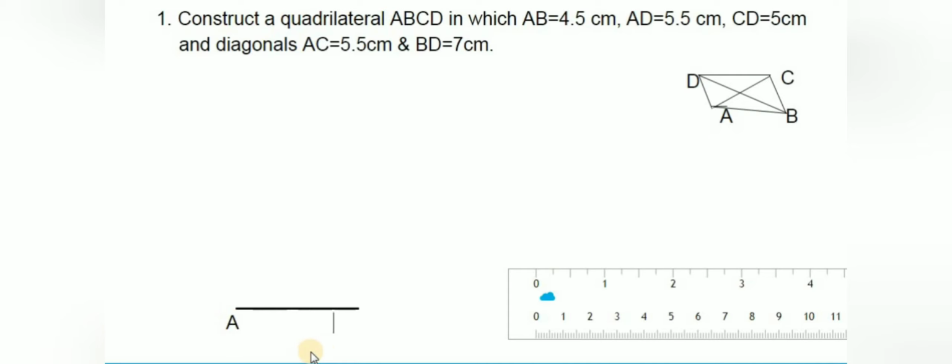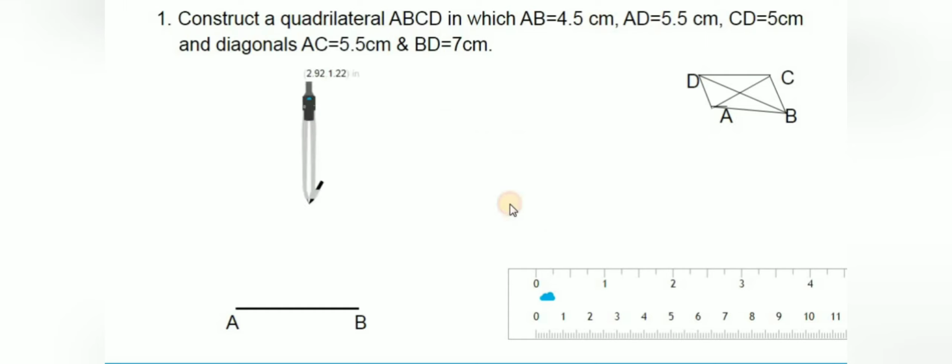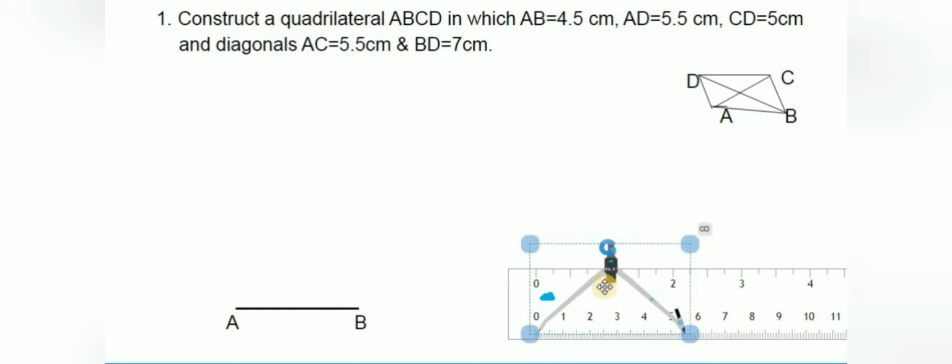Look at that rough sketch. This is A and this is B. AB is the base of the quadrilateral. See that rough sketch, AD from A to D is given, 5.5 centimeter. Using the compass, just take the measurement, that is 5.5 centimeter, as one more side of this quadrilateral.